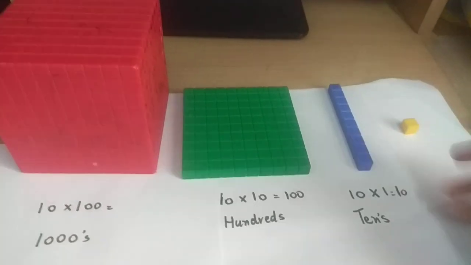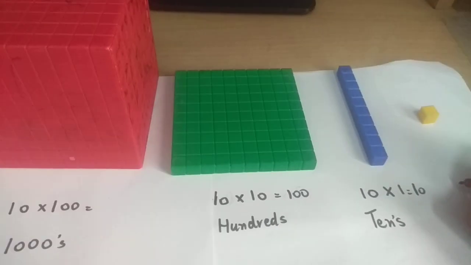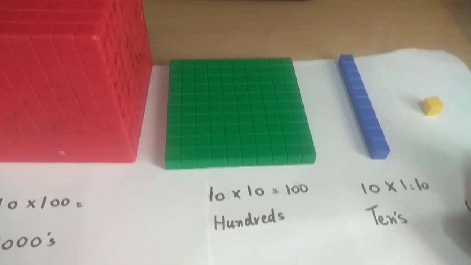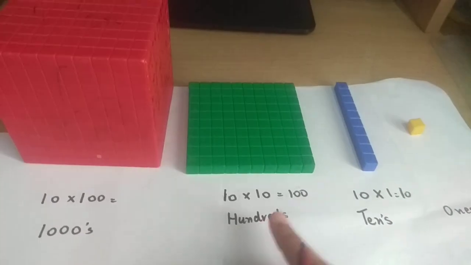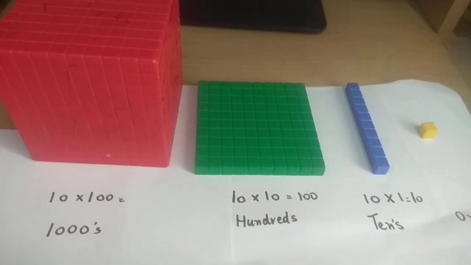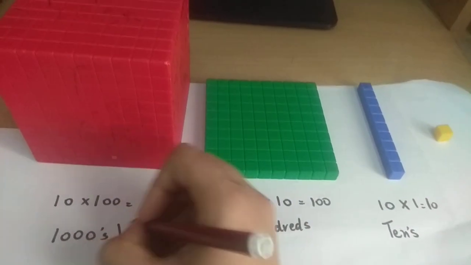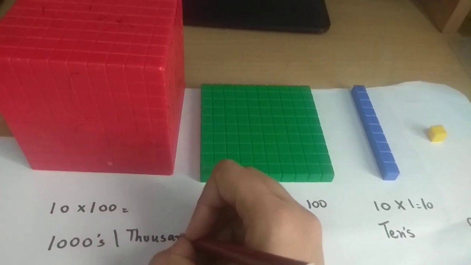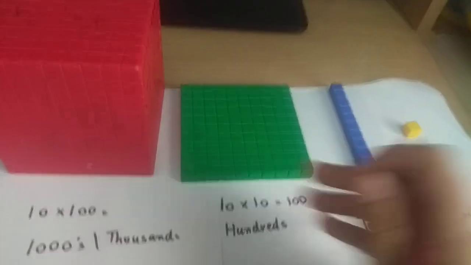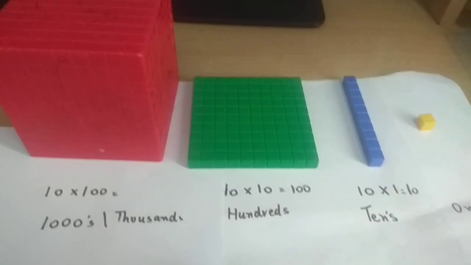Did you understand? This block here shows ones. This one shows tens. This one shows hundreds. And this one shows thousands. You can also write it like this. So this is how tens, hundreds and thousands are formed.